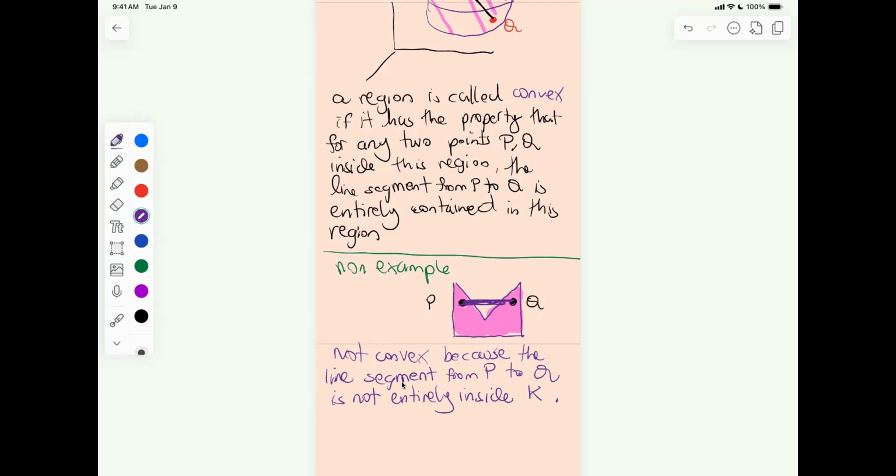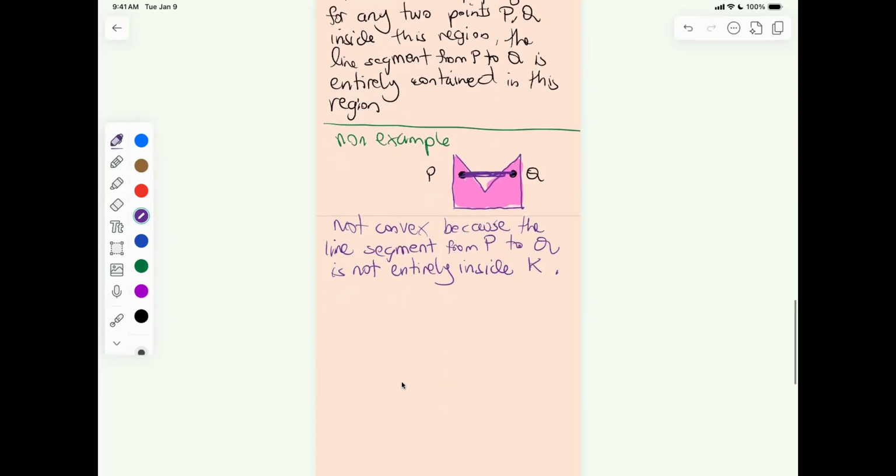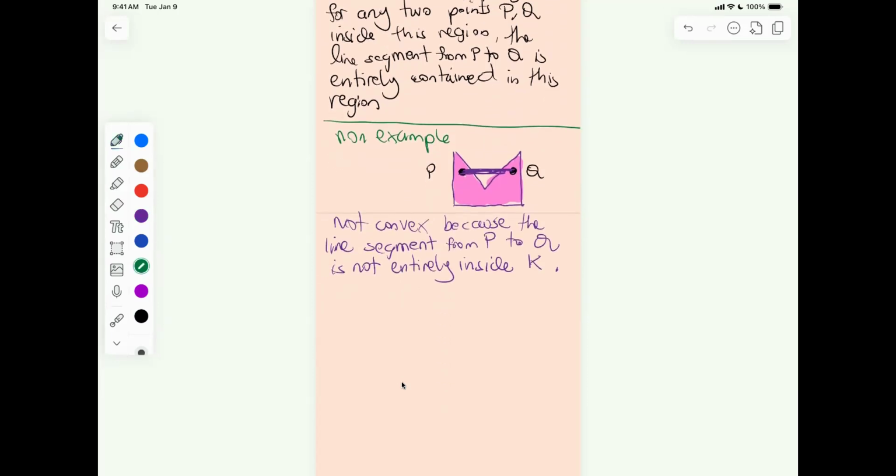That making sense? Let's do an example that is convex. For now I'm doing it more like proof by picture, because we're just trying to get the idea of what convexity means. But take a right triangle, let's say.